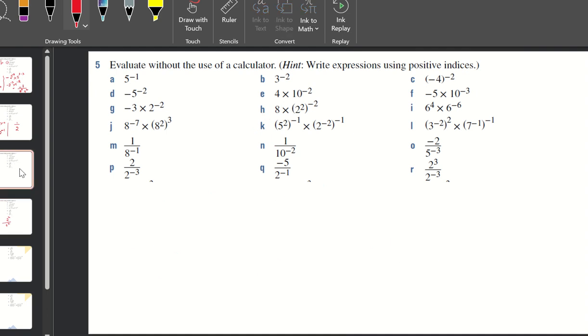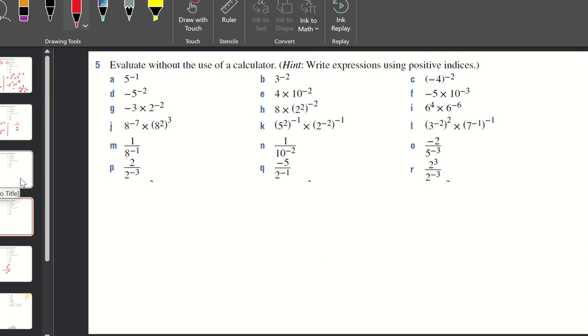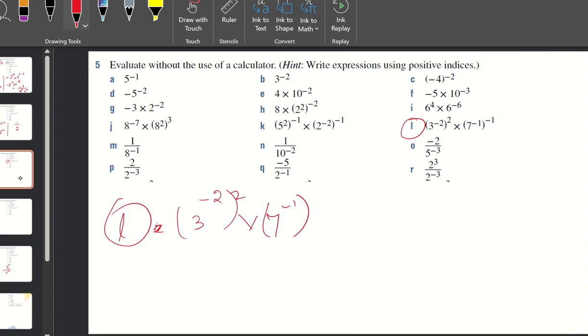Then we look at L as well. So yeah, L is similar. Your L is 3 to the power of minus 2 whole to the power of 2 times 7 to the power of minus 1 whole to the power of minus 1. So 3 to the power of minus 4 times 7 to the power of 1. Minus into minus is a plus, so you get that as this thing. So 7 stays on top and 3 to the power of 4 goes down.